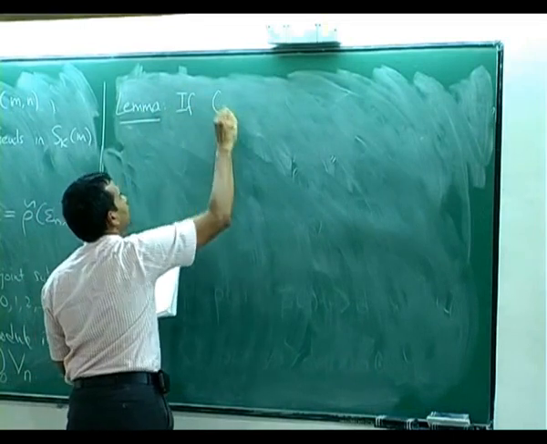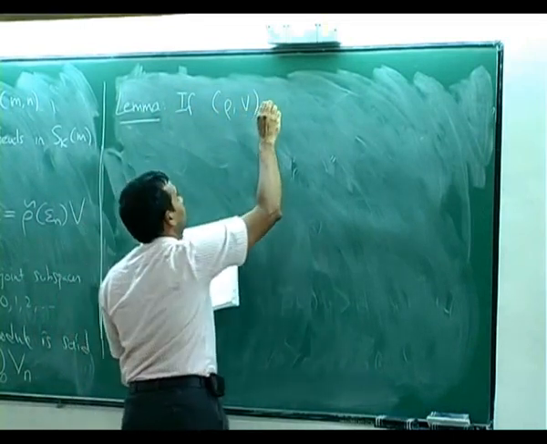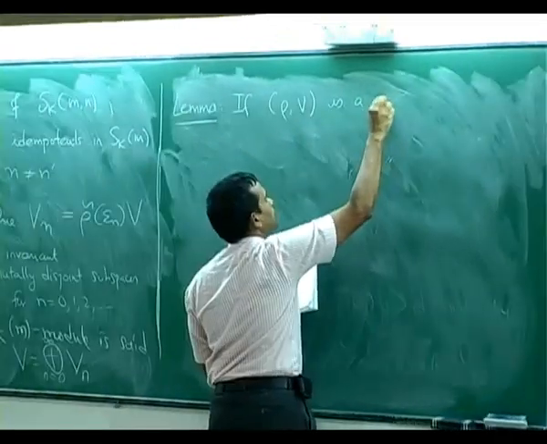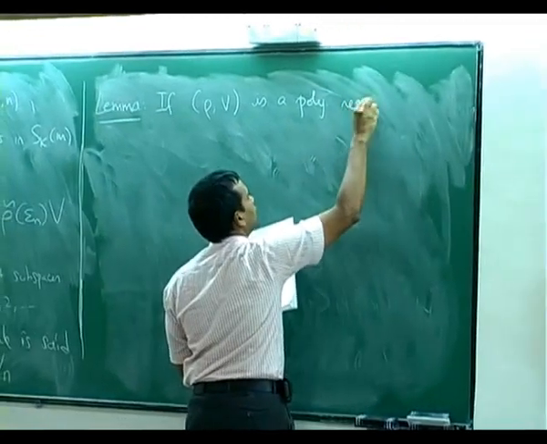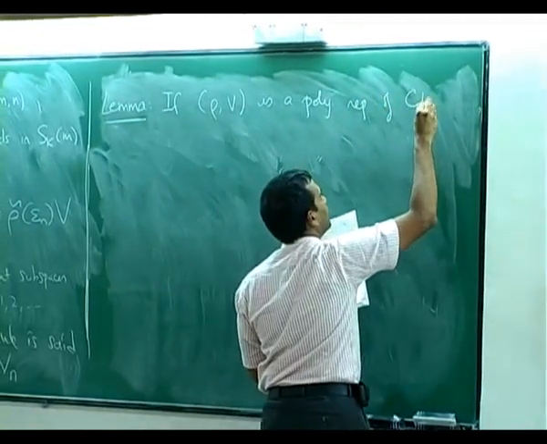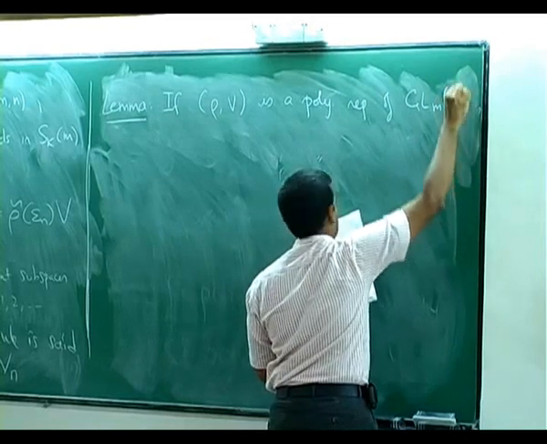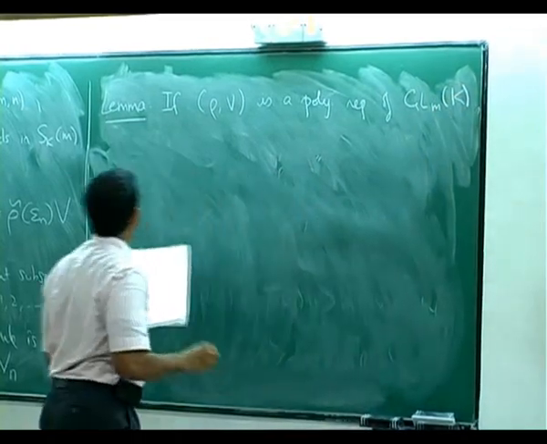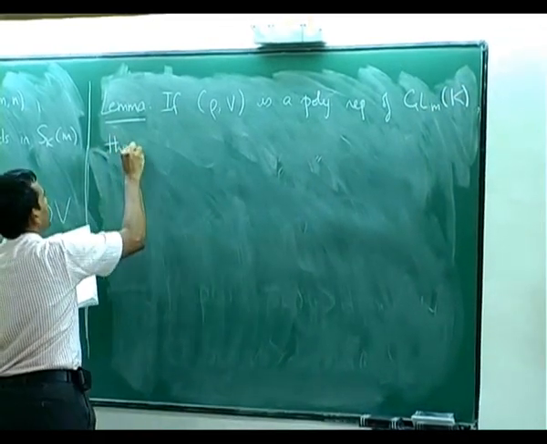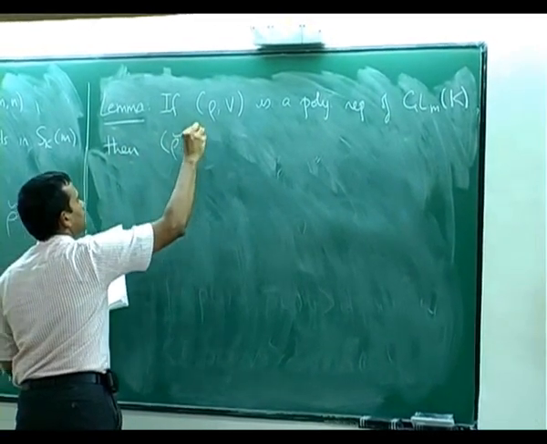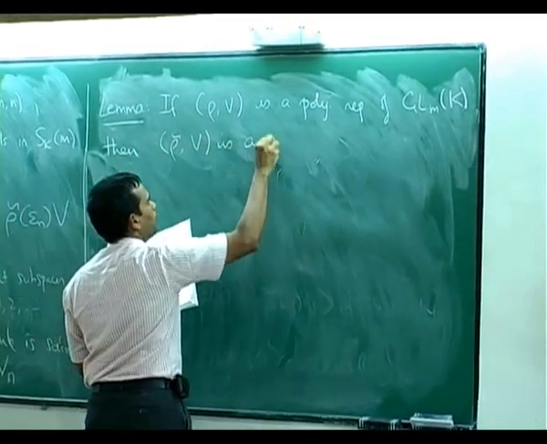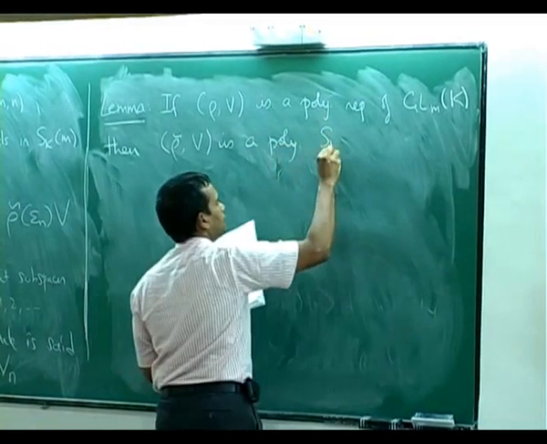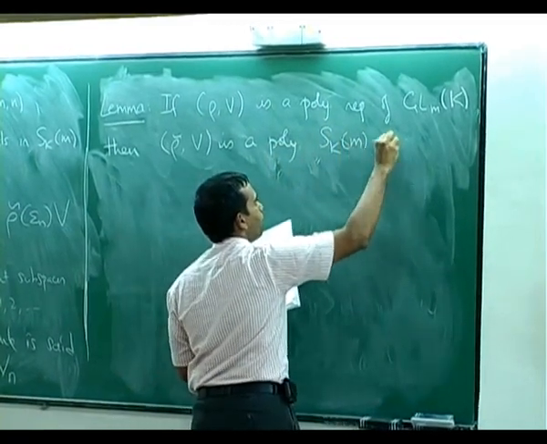If rho V is a polynomial representation of GLMK, then rho tilde V is a polynomial SKM module.